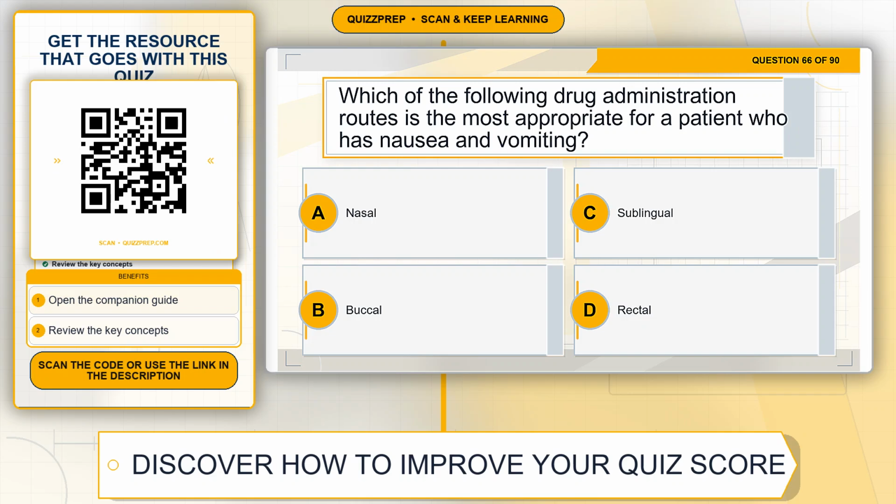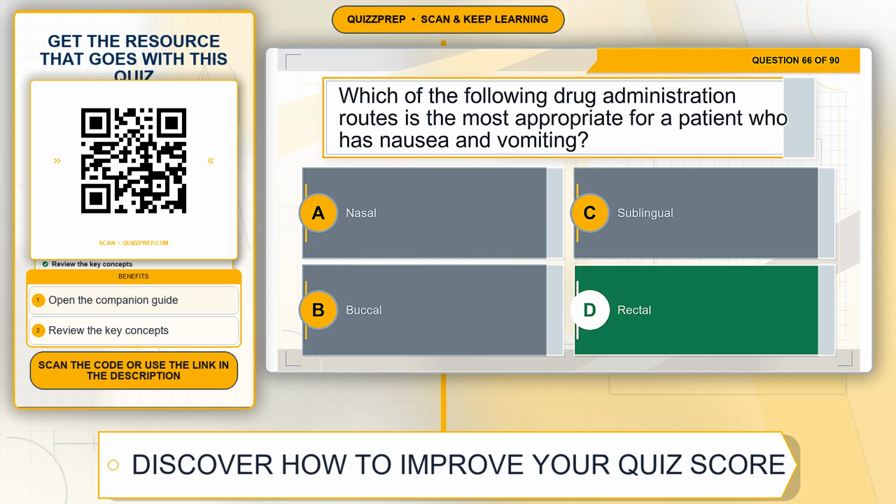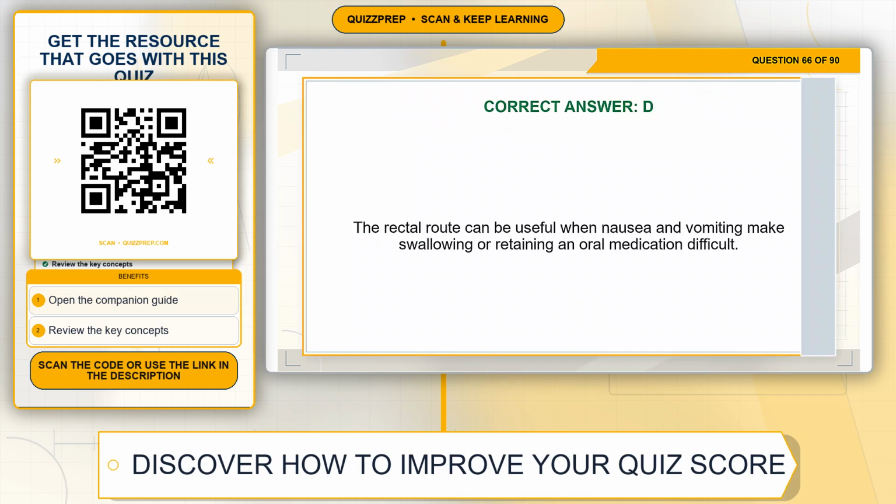Question 66. Which of the following drug administration routes is the most appropriate for a patient who has nausea and vomiting? Option A, nasal. Option B, buccal. Option C, sublingual. Option D, rectal. The correct answer is option D, rectal. Explanation. The rectal route can be useful when nausea and vomiting make swallowing or retaining an oral medication difficult.